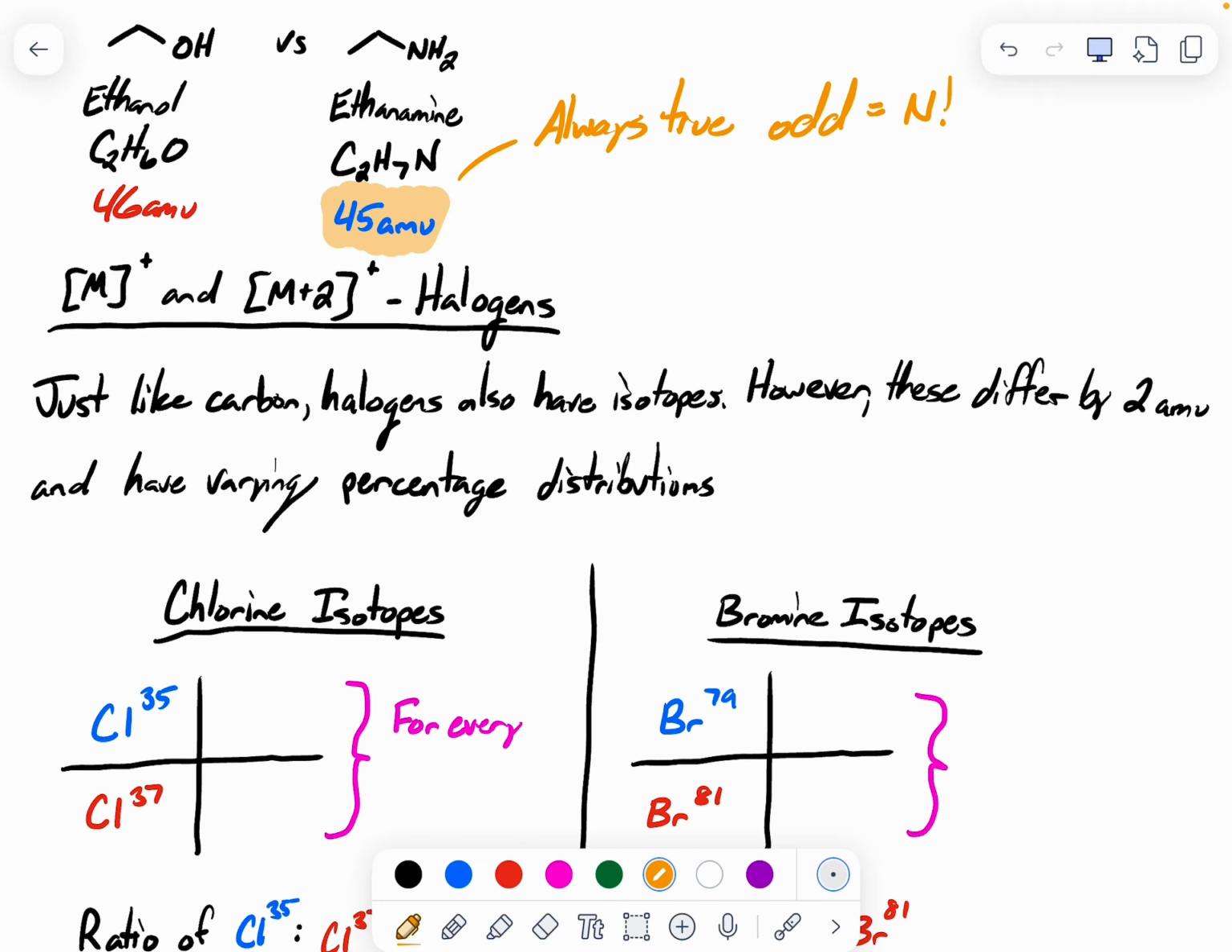Let's talk about something that is a little bit more difficult, but it still has a very obvious tell. That is halogens. Remember that just a little bit ago I was talking about how we have these isotopic peaks where we have those M+1s. Halogens introduce us to M+2 peaks because halogen isotopes differ by 2 atomic mass units as compared to carbon's 1. So anytime we see a mass peak and an M+2 peak, we know there's going to be a halogen present. But what actually tells us which halogen it is, is the distribution of the 2 peaks.